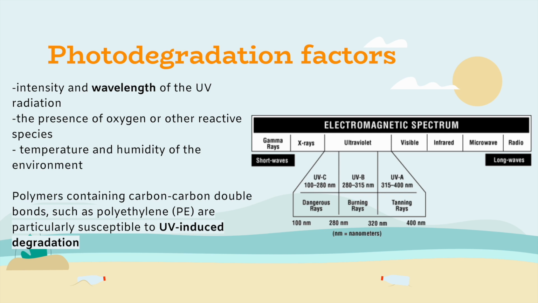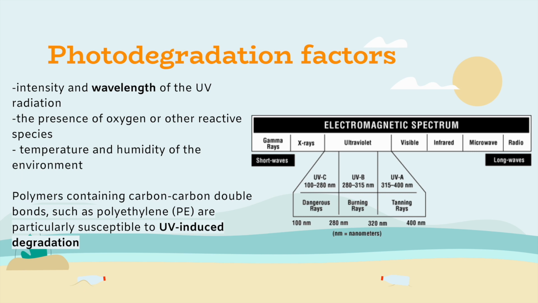Some factors would include intensity and wavelength of the UV radiation, the presence of oxygen or other reactive species, temperature and humidity of the environment. Also, polymers containing carbon-carbon double bonds such as polyethylene are particularly susceptible to UV-induced degradation. To touch on the temperature and humidity of the environment, a study was done where they found that in polyethylene, increasing humidity leads to a general increase in CO2 evolution rate and a faster transition into a secondary degradation rate. This means that humidity aids photodegradation as mentioned. Temperature increase is relative to the speed of degradation because of reaction kinetics.